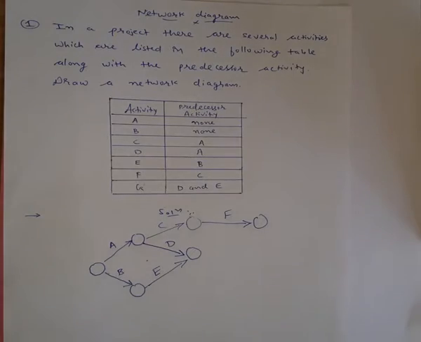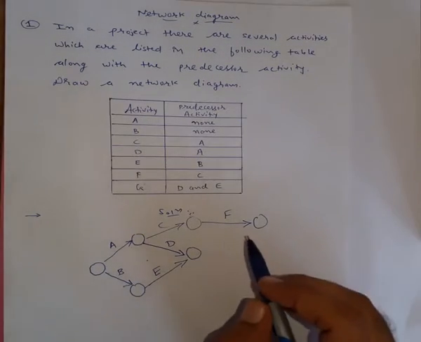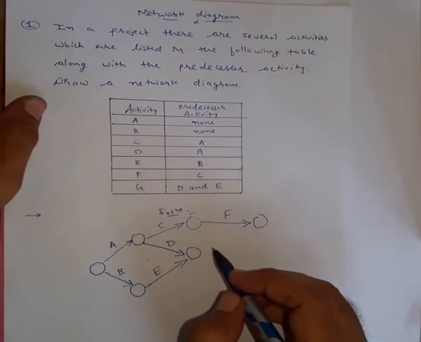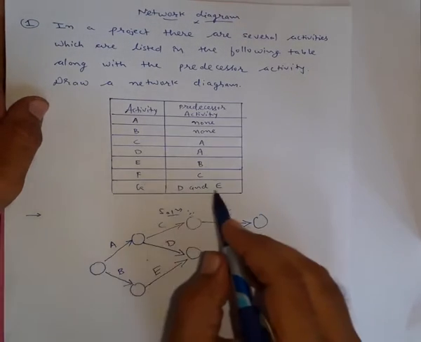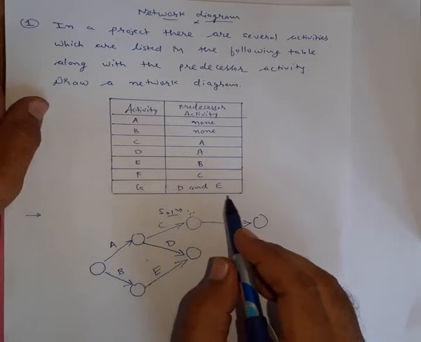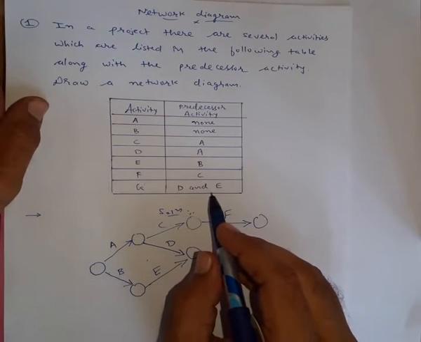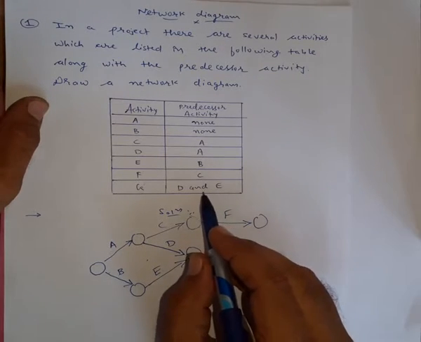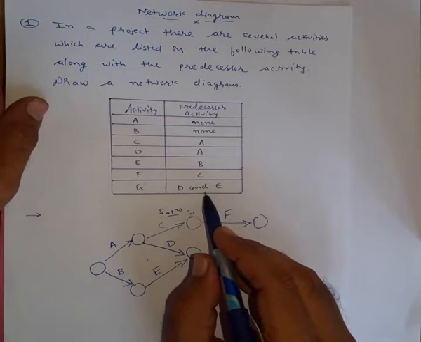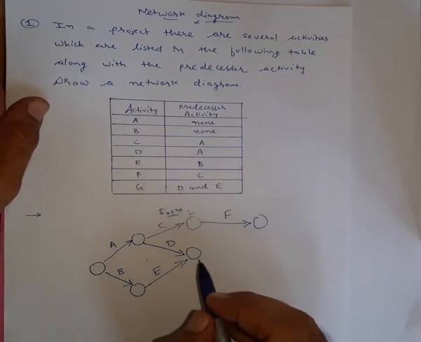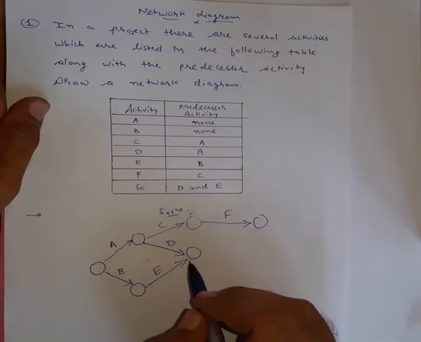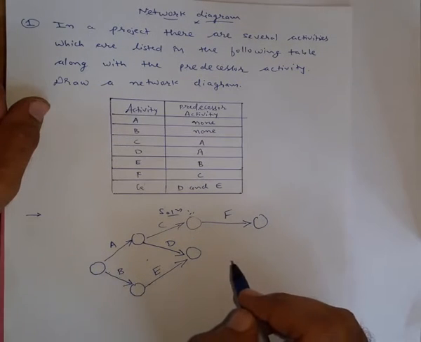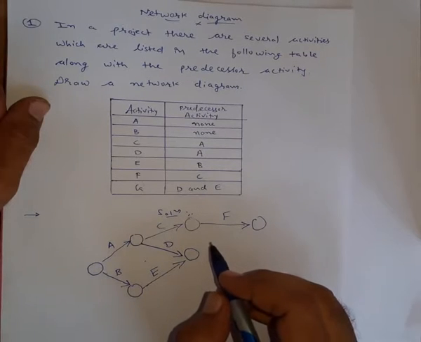And now from G, you can see activity G has two predecessor activities. That means it depends on the completion of two activities, and that is D and E. So from the diagram you can see that here activity D and E are completing over here. After the completion of activity D and E, you can start activity G.